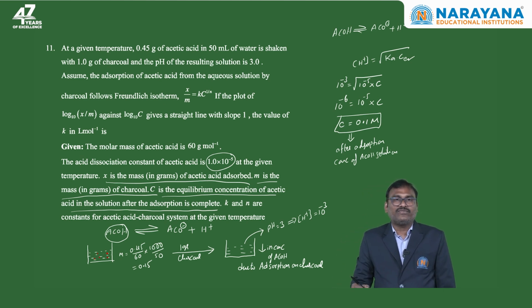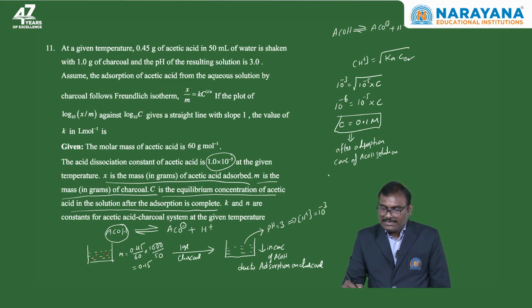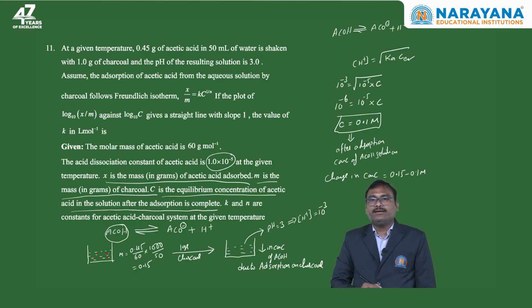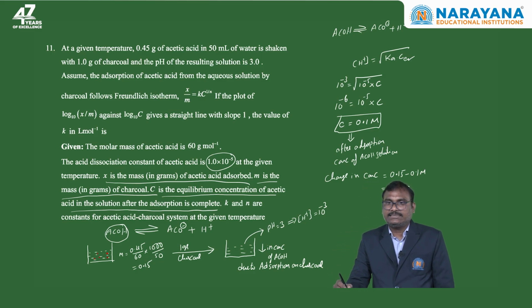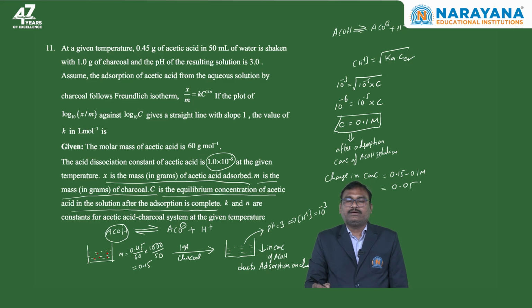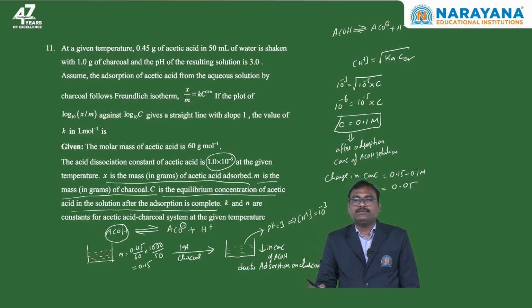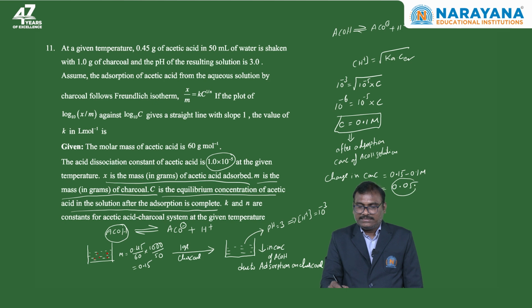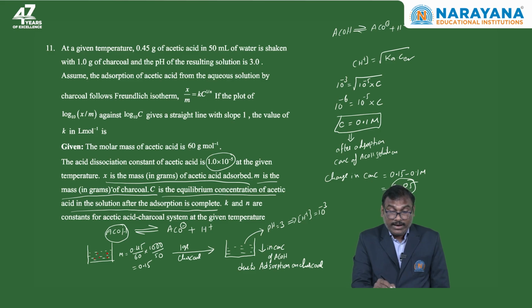So he is asking us to find the change in concentration. How much is the change in concentration? Initially 0.15 M, finally 0.1 M. So the change in concentration is 0.05. That means this much acetic acid has been adsorbed by the charcoal. Say yes or no? How much charcoal? 1 gram of charcoal.